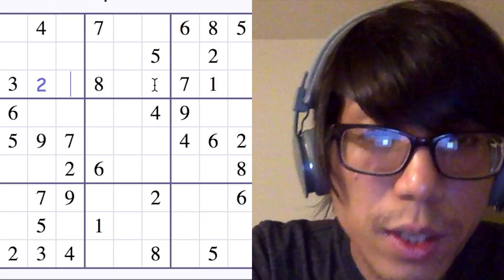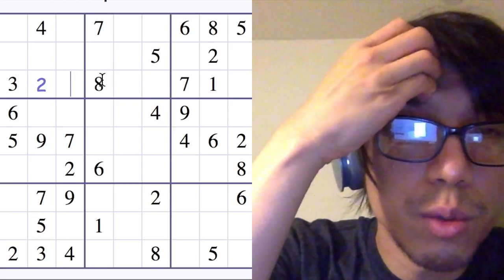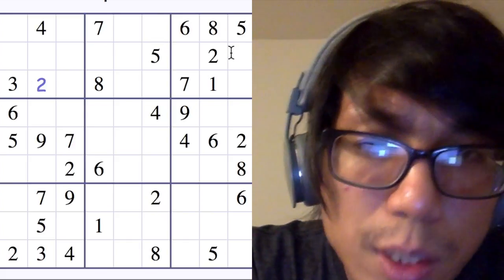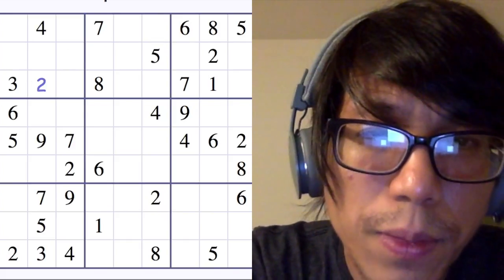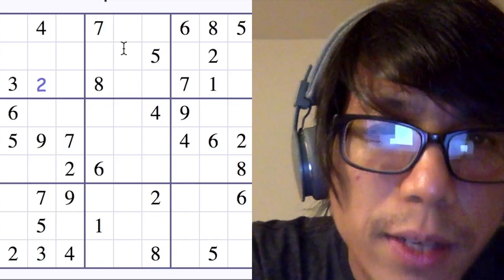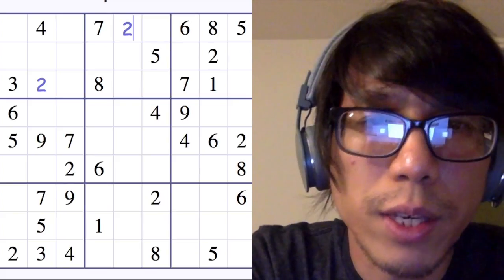We can continue. So another 2 right here is blocking the whole line right here, and this whole line right here. And since we have another 2 right here blocking this whole line, we can safely put a 2 right here.